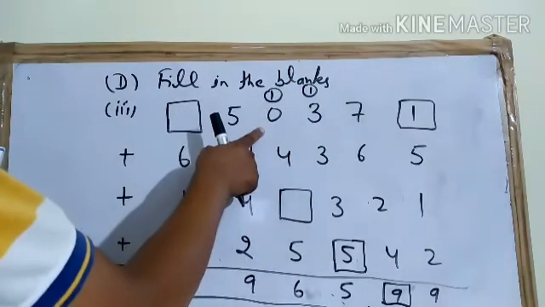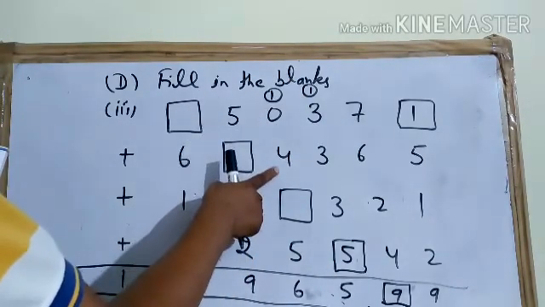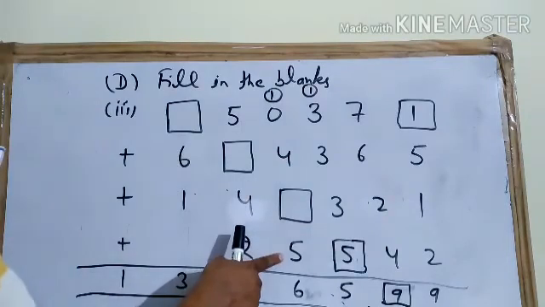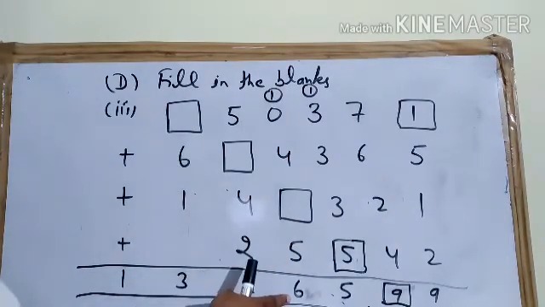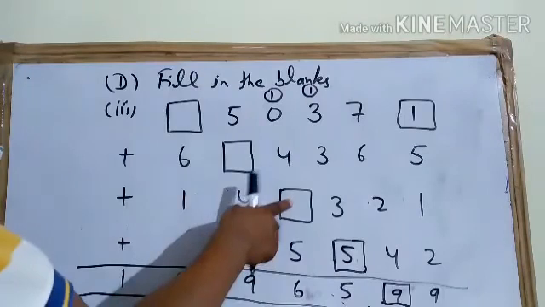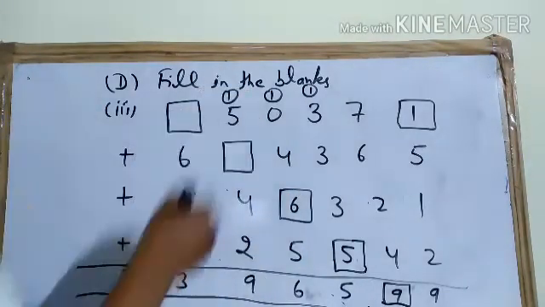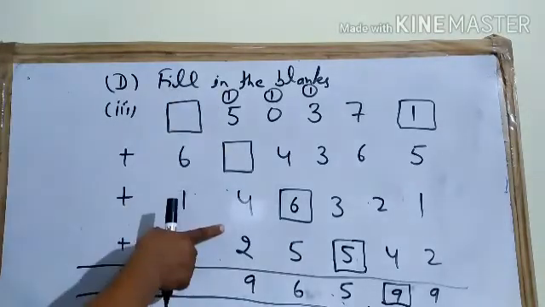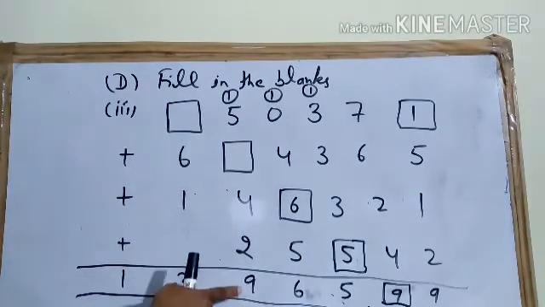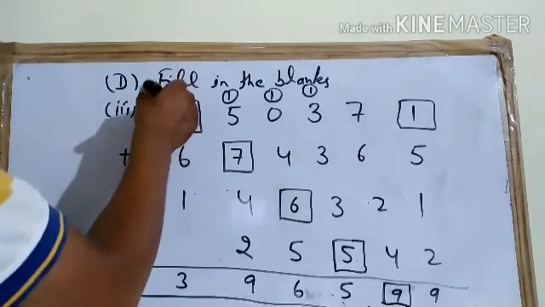1 and 0 1, 1 and 4 5, 5 and 5 10, 10, and you want here 6. It means you need here 6 so that it can become 16, and 1 carry again. 1 and 5 6, 6 and 6 12, but you want here 9, and for that you need here 7 so that it will be 19, and you get again 1 carry.